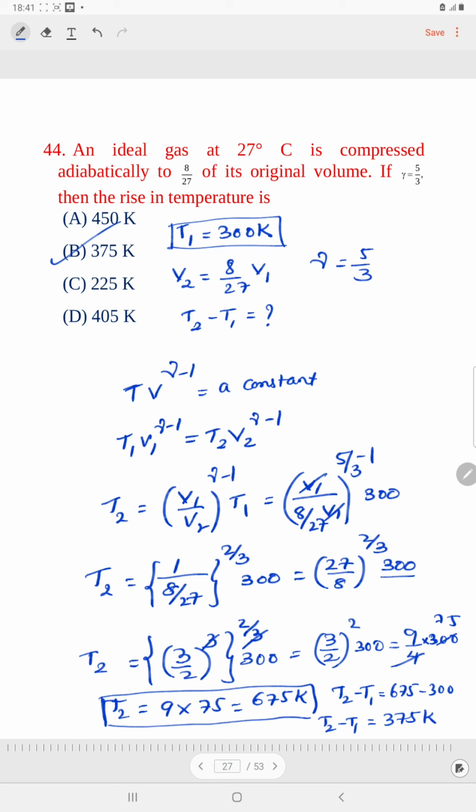If you look into the mathematical steps, you will understand, students, the powers, 2 cube, 3 cube, you should have that idea. And then simplification leads to the final temperature. And after finding the final temperature, take the difference in temperature. That is the rise.